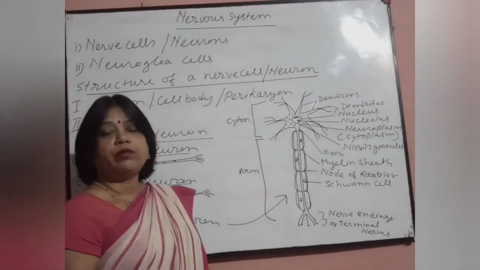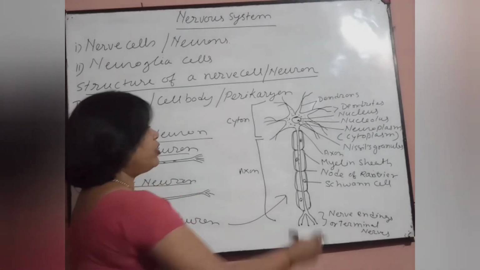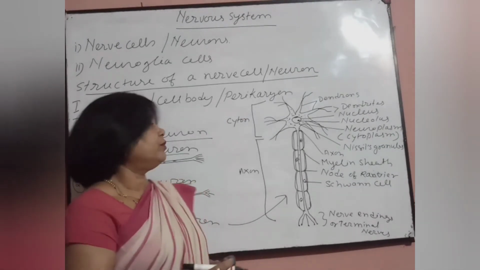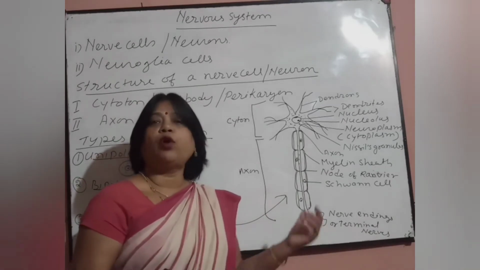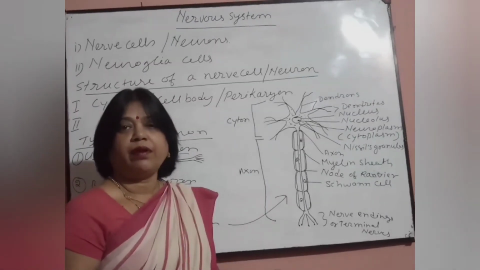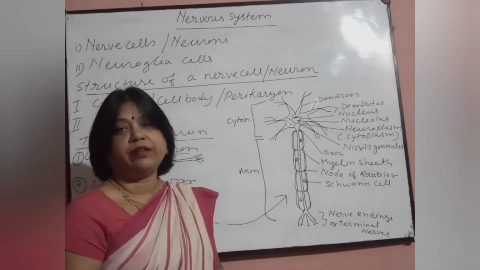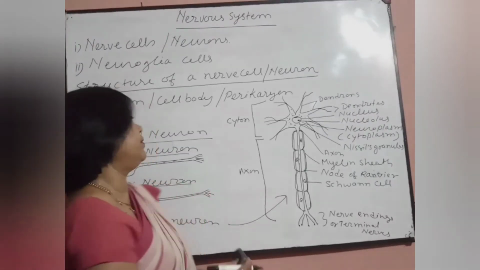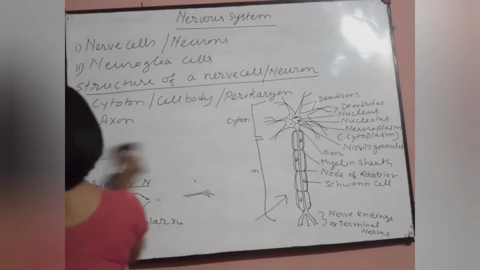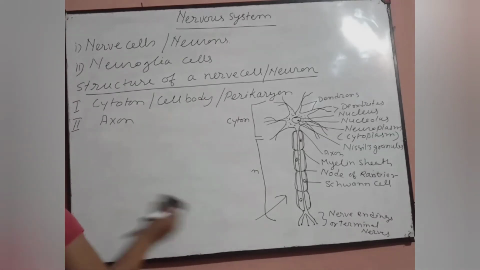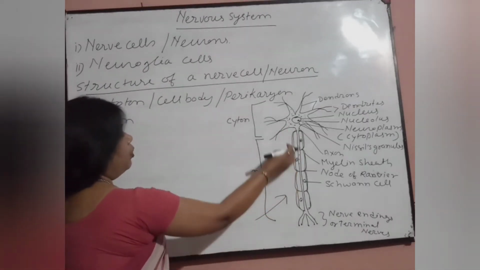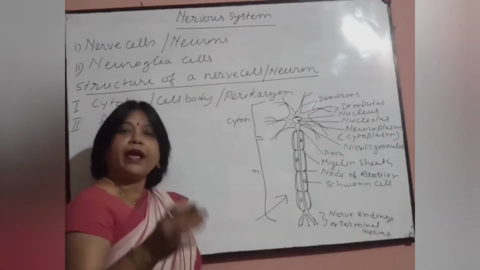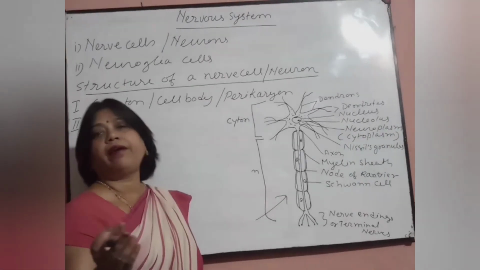But not all neurons have the myelin sheath. That means all neurons are not covered with myelin sheath. In some neurons, myelin sheath is absent. So the axon is myelinated or non-myelinated. The axon of the neuron is known as nerve fiber.